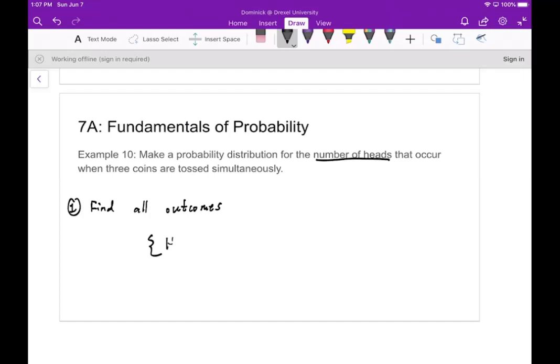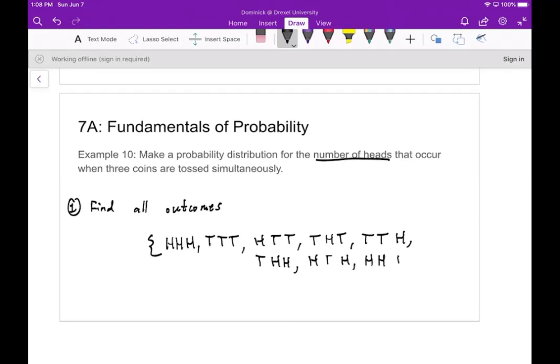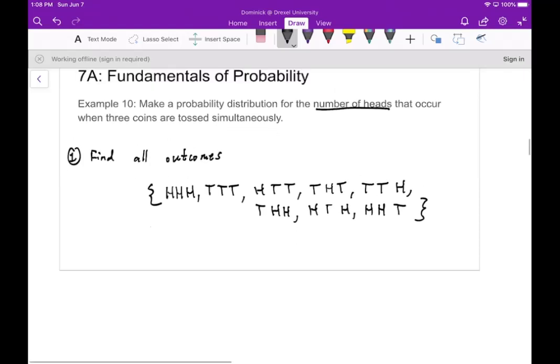So we can have all 3 heads. We can have all 3 tails. We can have heads, tails, tails. We can have tails, heads, tails. And we can have tails, tails, heads. And we can also have tails, heads, heads, heads, tails, heads, and heads, heads, tails. So those are all of our possible outcomes.